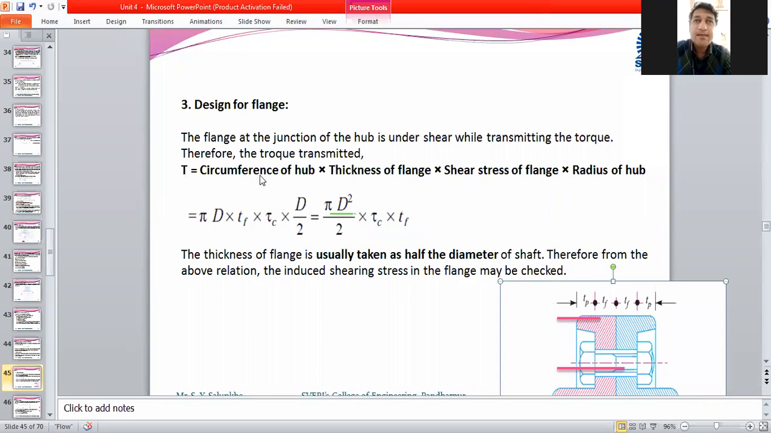The flange is at the junction of the hub under the shear, which I have already told you, it will be sheared out at the junction. That is, here it will get sheared out. So when it gets sheared out at this place, we are going to calculate the area which is undergoing the shear. So the area is nothing but the periphery of the hub multiplied by its thickness.